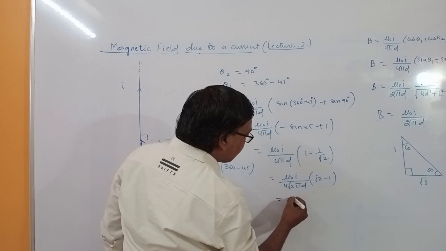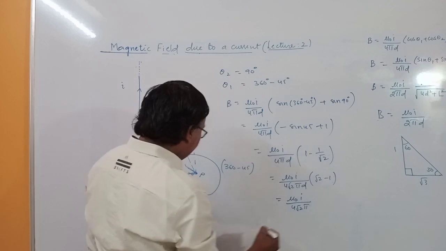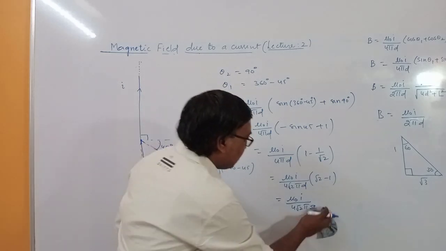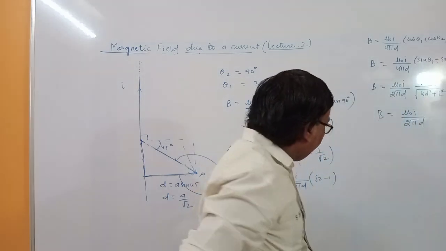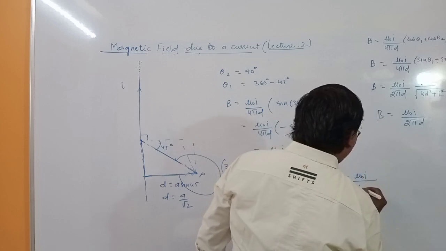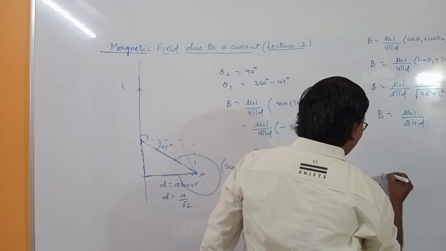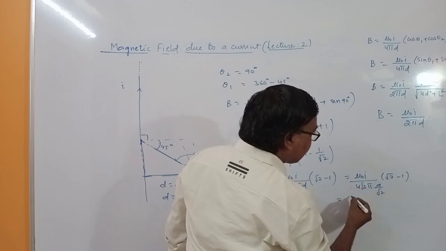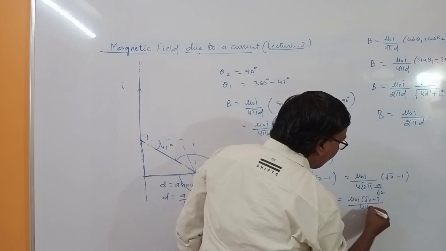So the value of d is a by root 2. Here I have to write the value of d; I forgot to write it. So mu naught I by 4 root 2 pi, d is a by root 2, into root 2 minus 1. So finally root 2 will cancel, and we will have mu naught I times root 2 minus 1 upon 4 pi a.